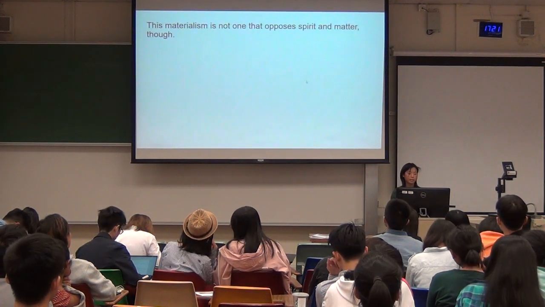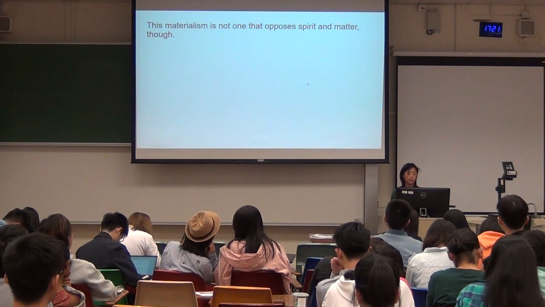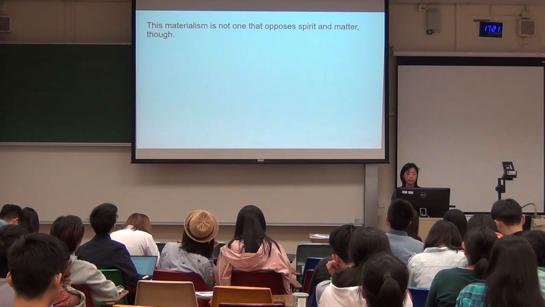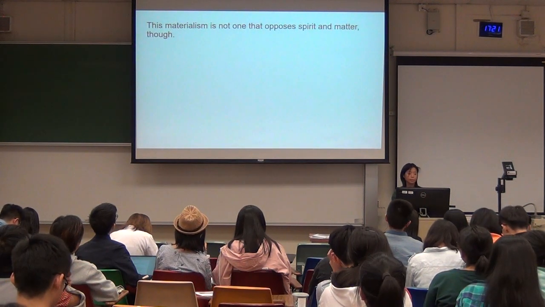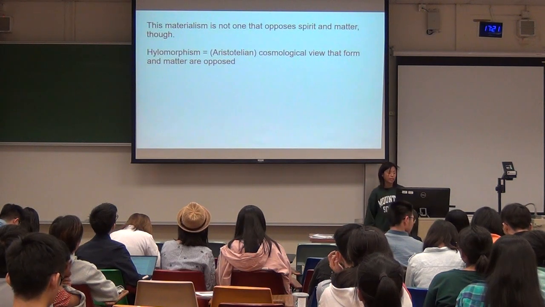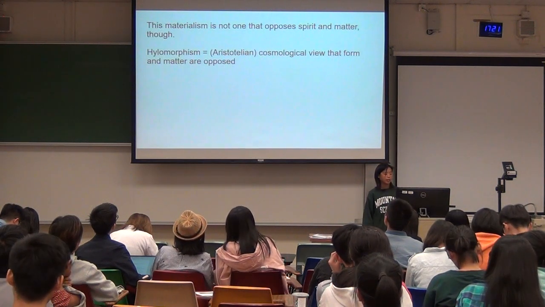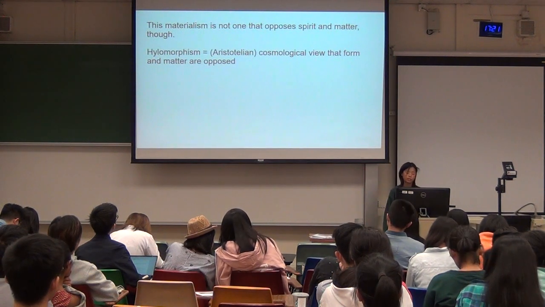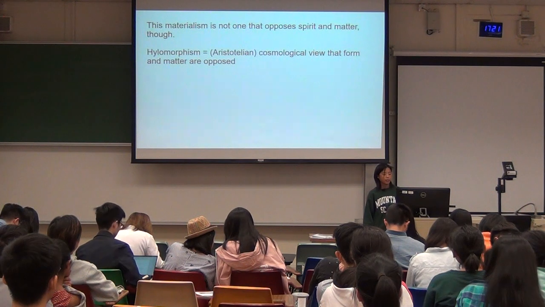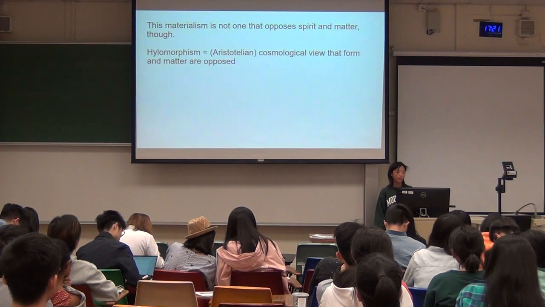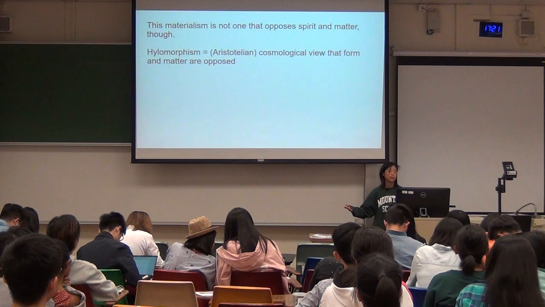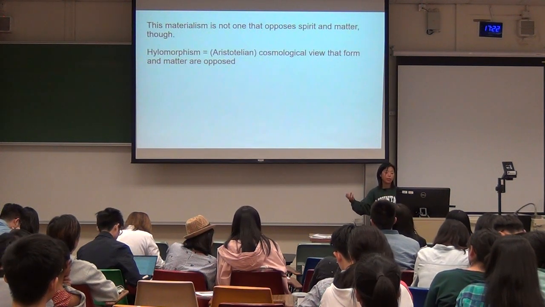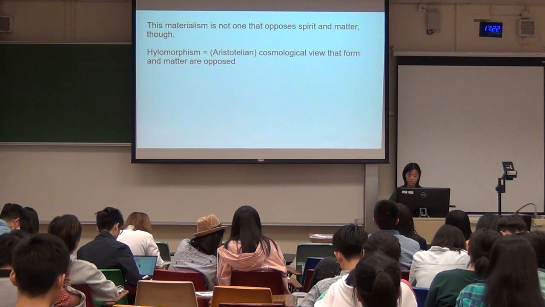Let me expand a little bit on his notion of materialism first. He says that this materialism is not one that opposes spirit and matter, though. In order to engage with what he means by spirit and matter, I'd like to talk a little bit about hylomorphism, which is the Aristotelian cosmological view that the world around us, the substance around us, is composed of form and matter, and there is something substantial that we can hold, and that is material.